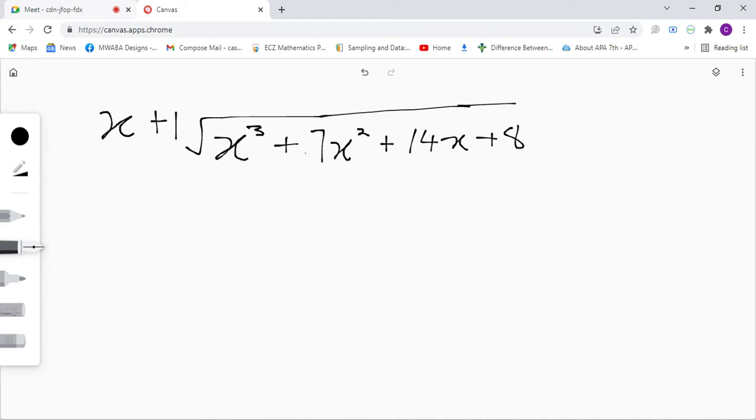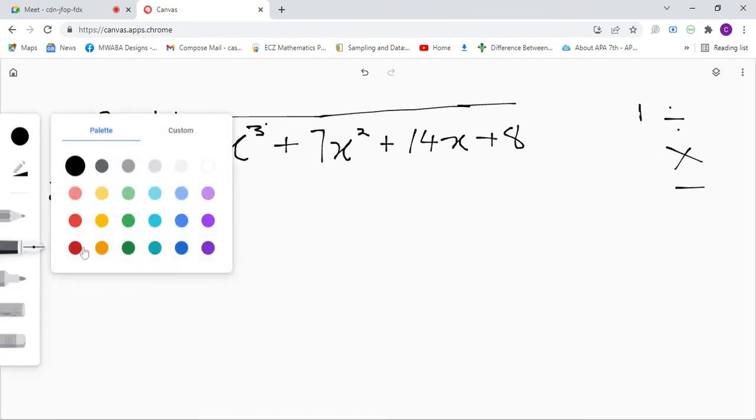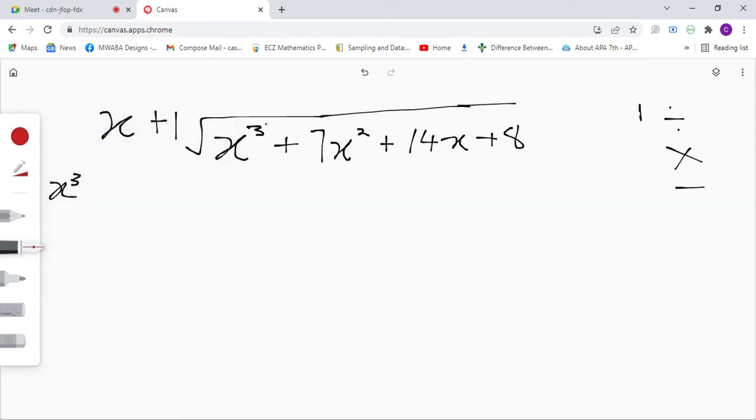Divide x cubed plus x squared plus 14x plus 8 by x plus 1. So remember the steps. First you divide, multiply, and then you subtract. We're going to start with x cubed. We always divide the first term: x cubed divided by x, we're going to get x squared.